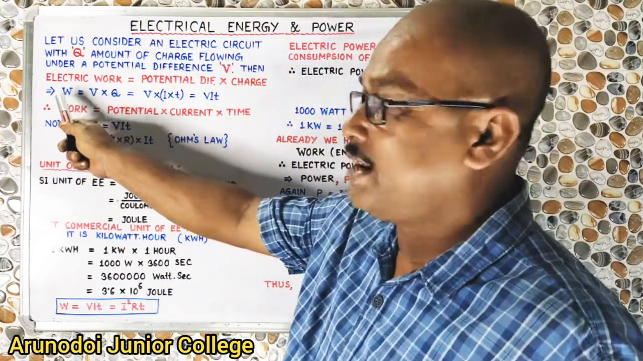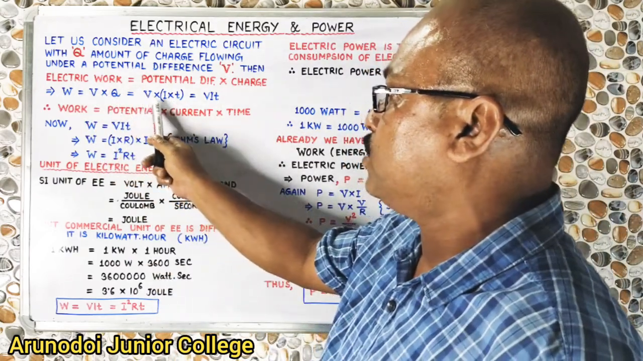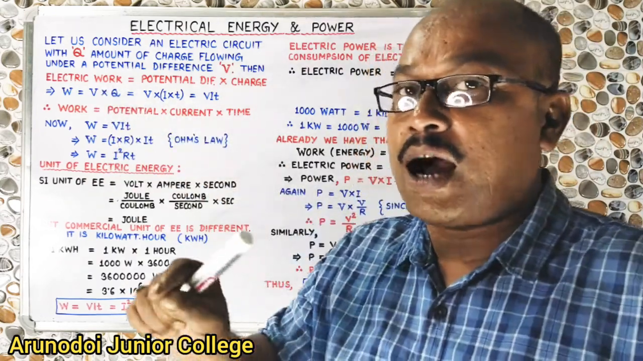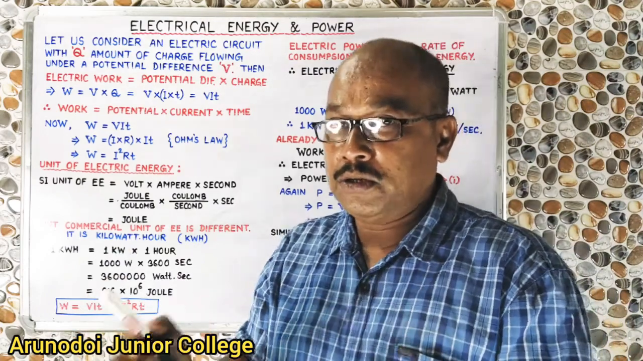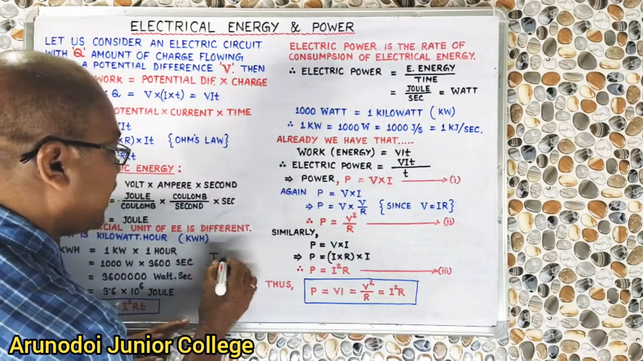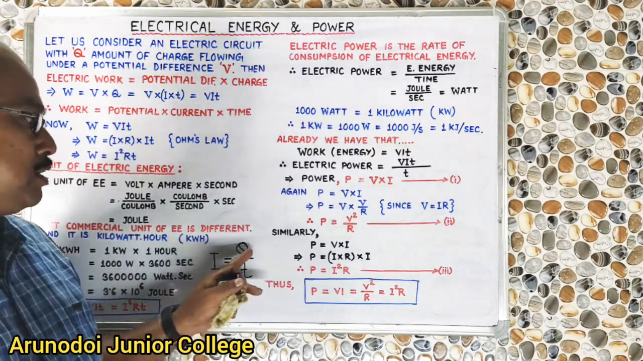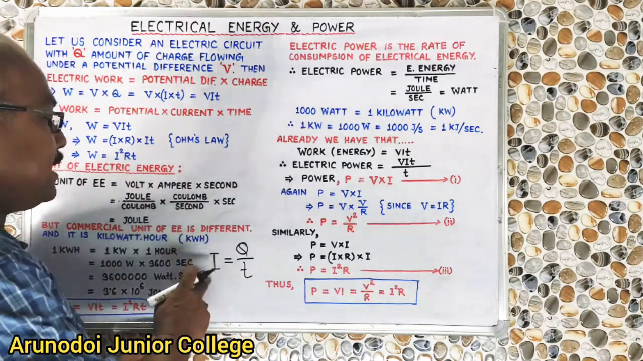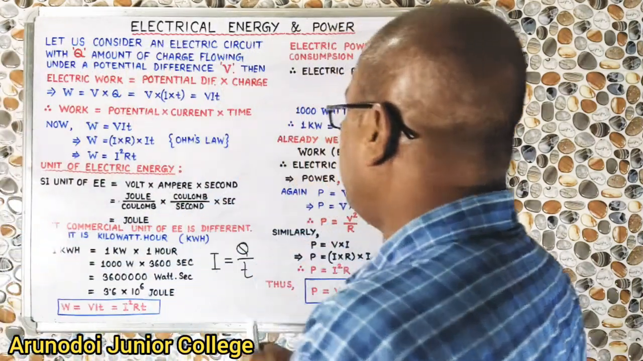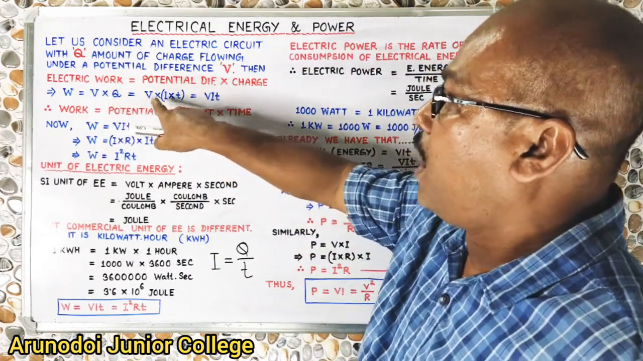Now if this is the mathematical relation, W is equal to V into Q, then another thing we can make is V into I T. Why? Because Q means what? Q is the charge, so charge is equal to I into T, that is current into time. Why is it so? It is because I, the current, is equal to Q by T, that is current is equal to charge divided by time. If current is equal to charge divided by time, definitely then Q is equal to I into T. Now if Q is equal to I into T, then in place of this Q we can place the value of I into T.